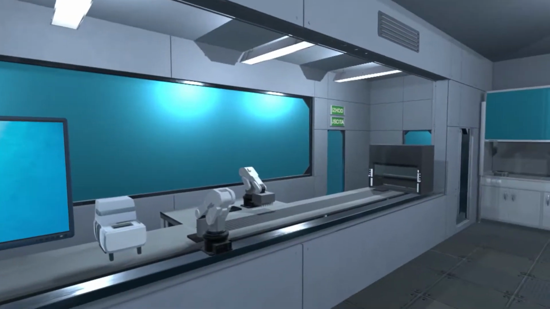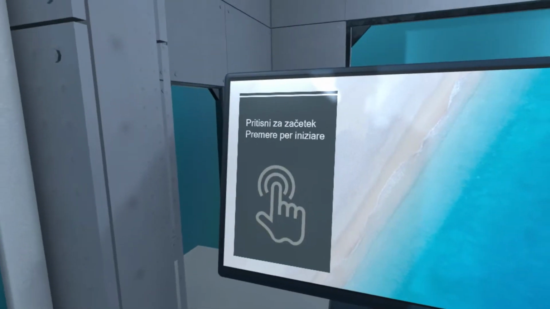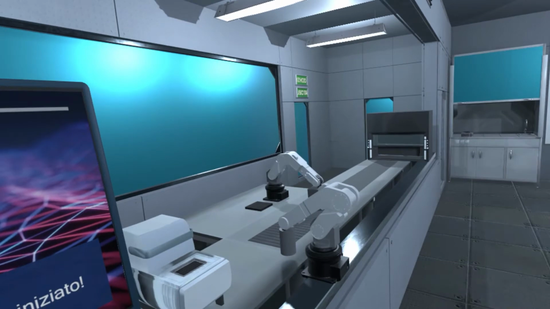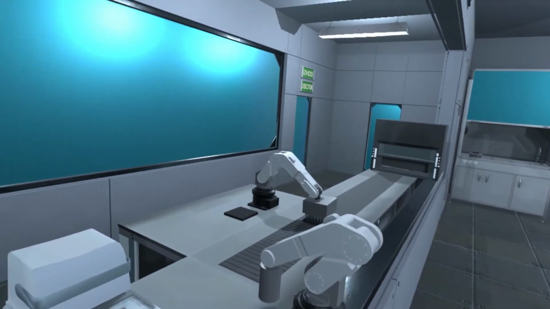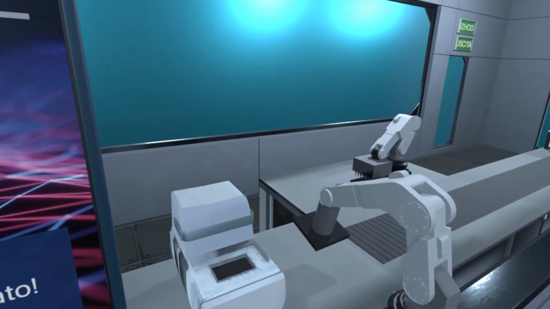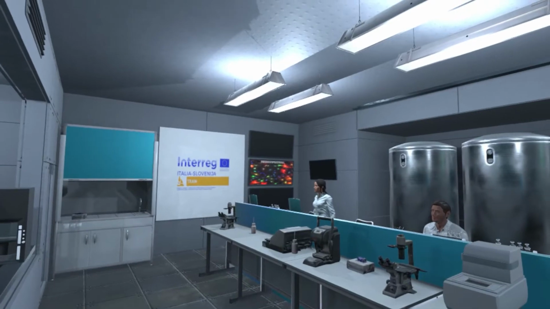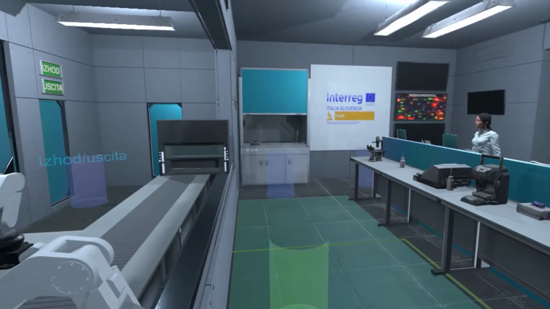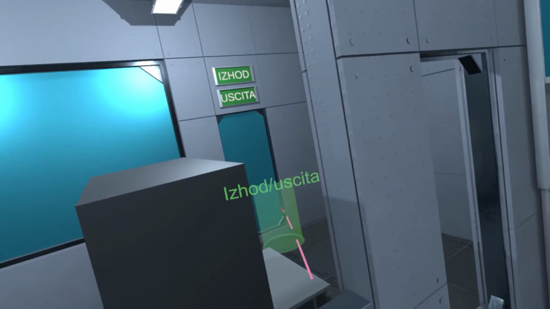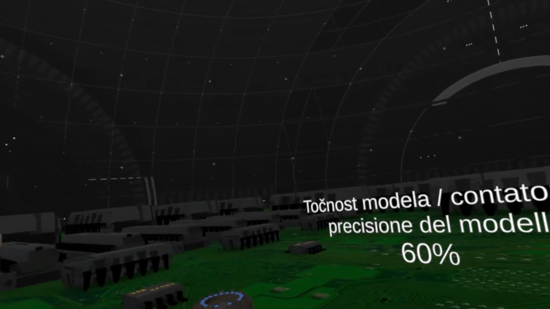Well, let's now begin the robotic procedure. And the tray goes to a PCR machine. Okay. That's visually pretty much the first room, so let's move on to the next one.